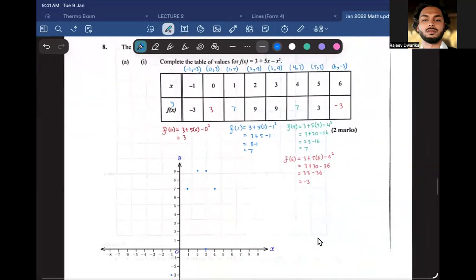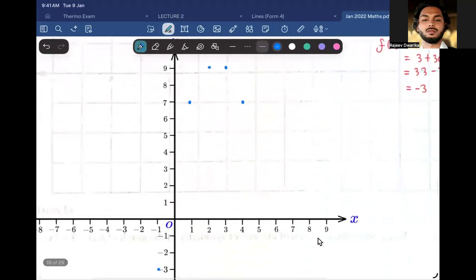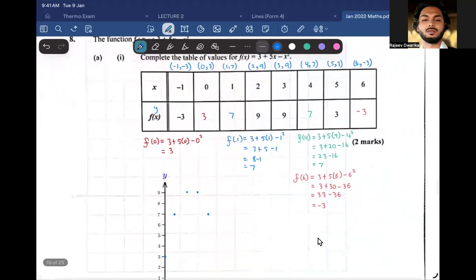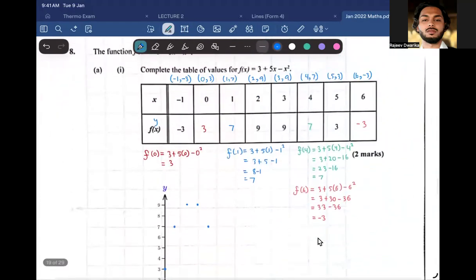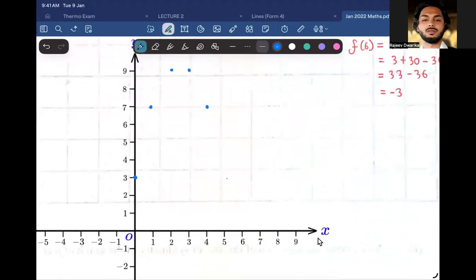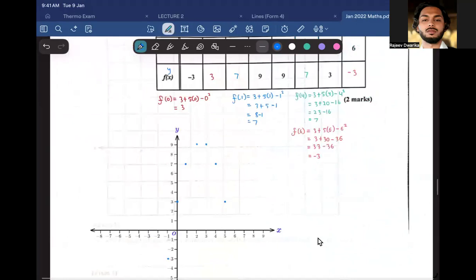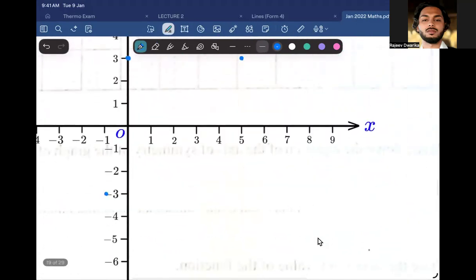I feel like I made a mistake. It's (0, 3), (1, 7), (2, 9), (3, 9). Yeah, why did I give (0, 3)? Yeah, I made a mistake. (0, 3) would be over here. Right, (0, 3) would be over there. And we have (4, 7), (5, 3). (5, 3) would be right here. And (6, -3) would be right here.